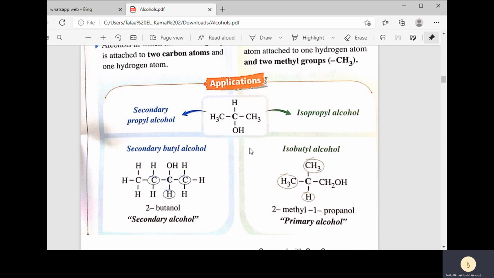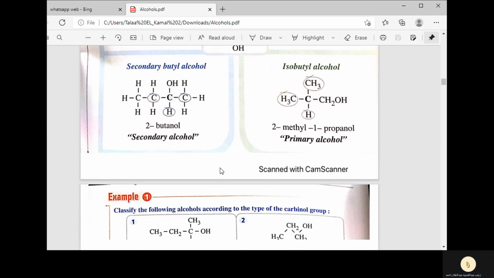Here we found, this is called what? Number of carbon 3 so it is prop. يبقى propyl alcohol. طب اسميه primary ولا secondary ولا tertiary؟ هشوف السي بتاعت الكربينول attached to two carbon and one hydrogen so it is called secondary propyl alcohol. طب ما برضه هنا السي بتاعت الكربينول attached to two similar atoms which are methyl groups يبقى we can call it also isopropyl alcohol.